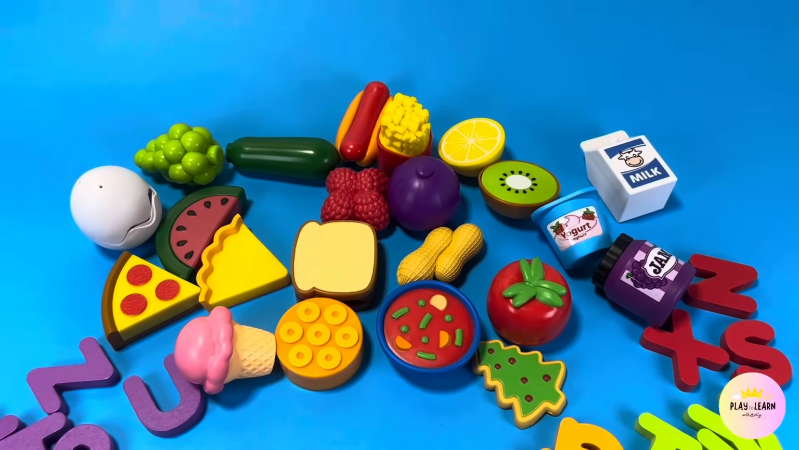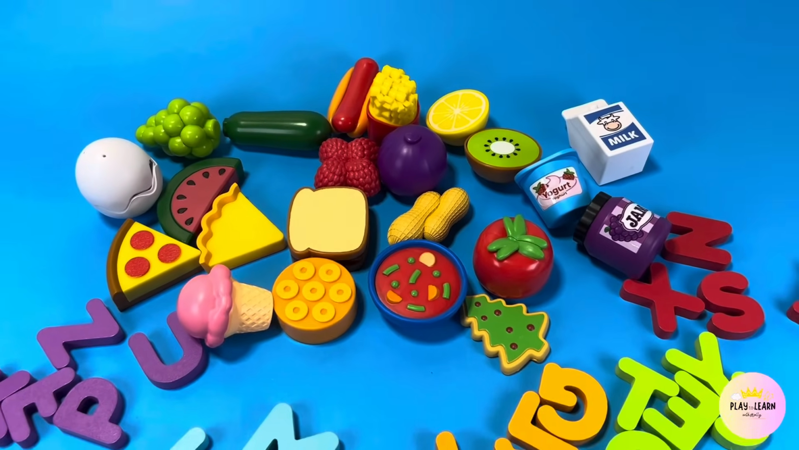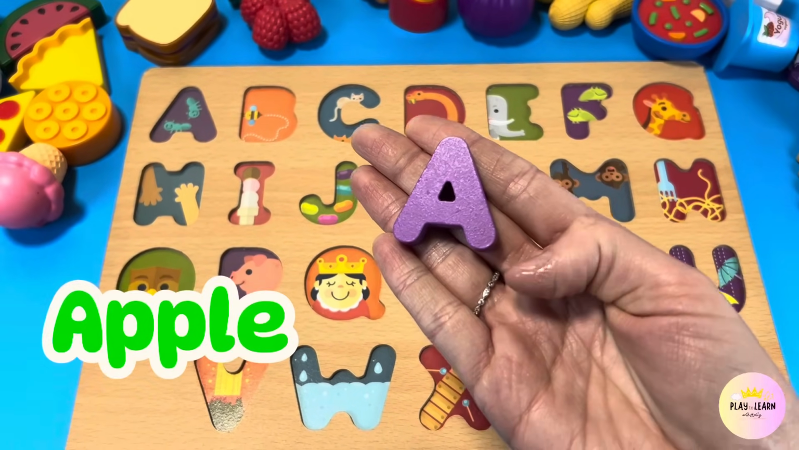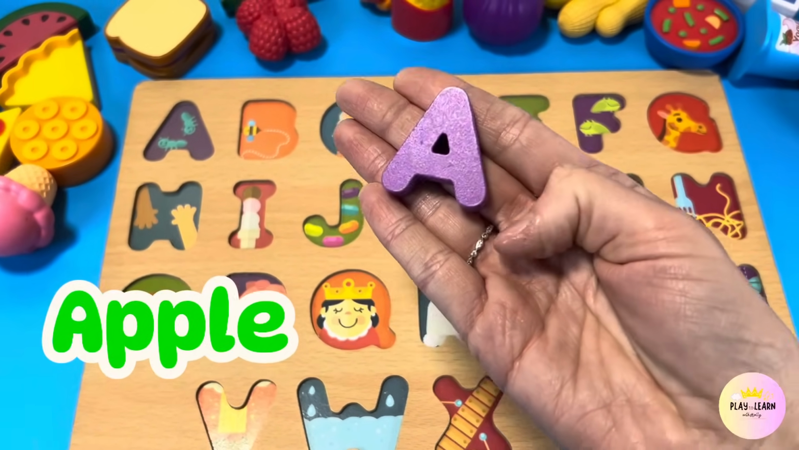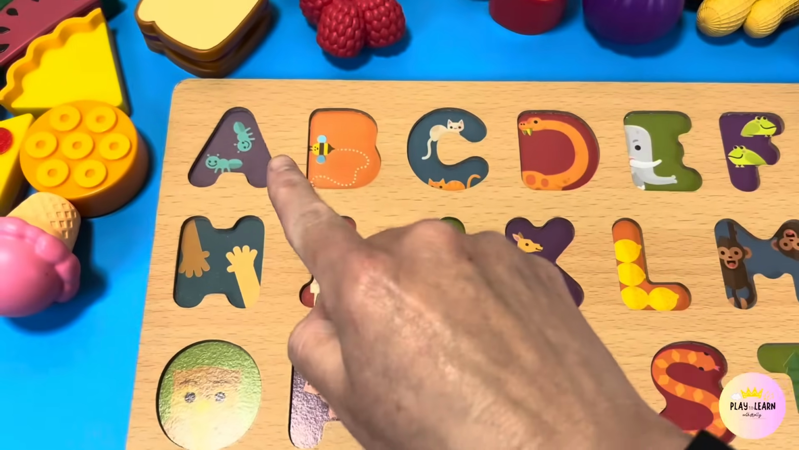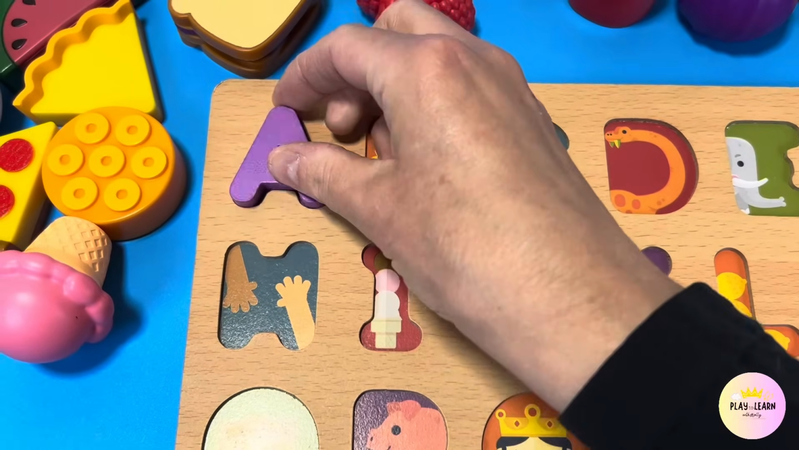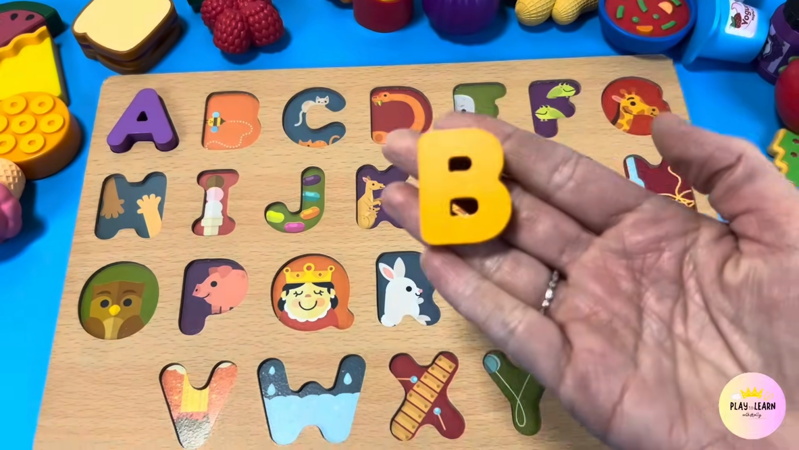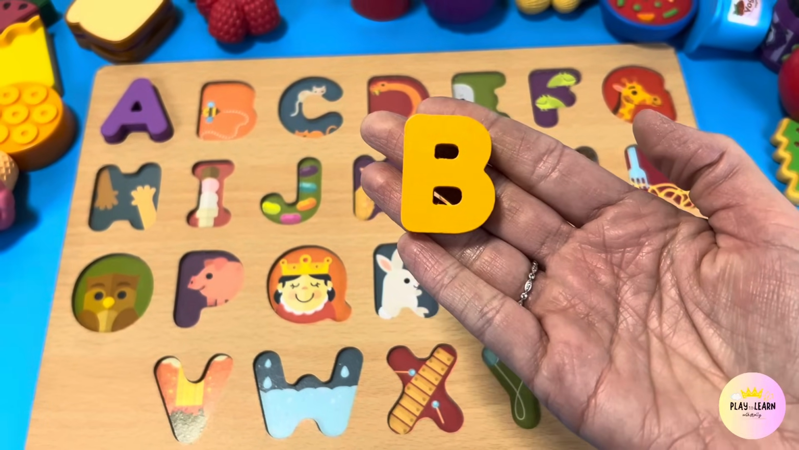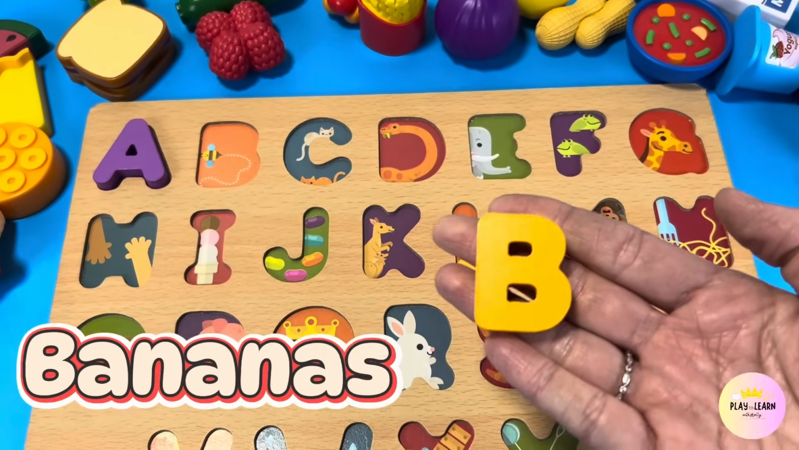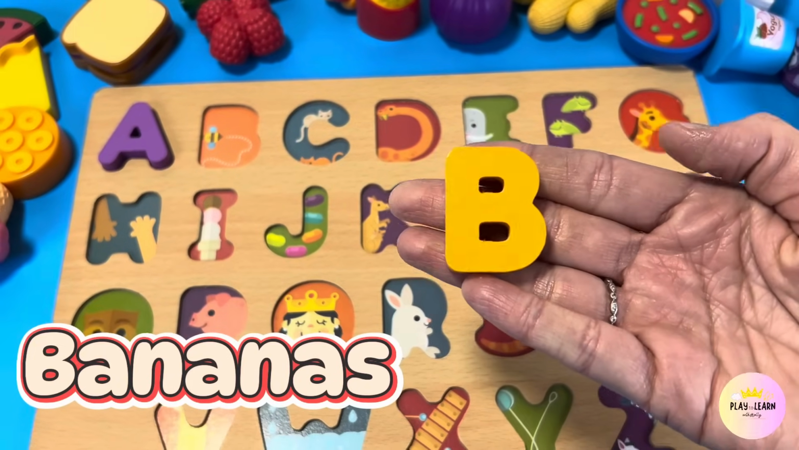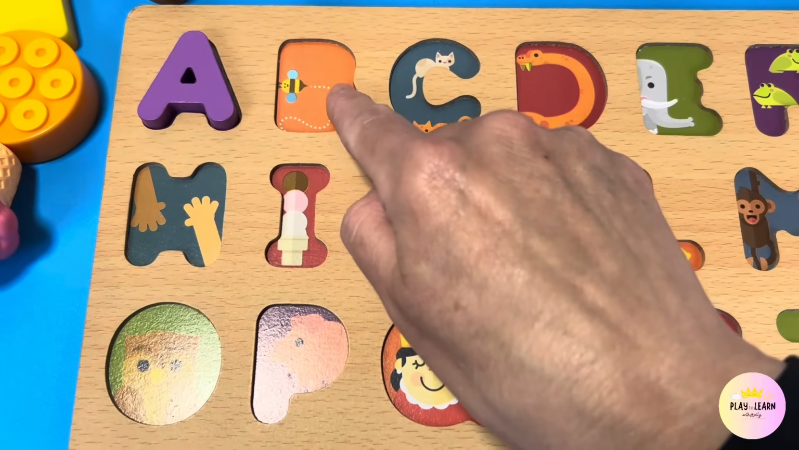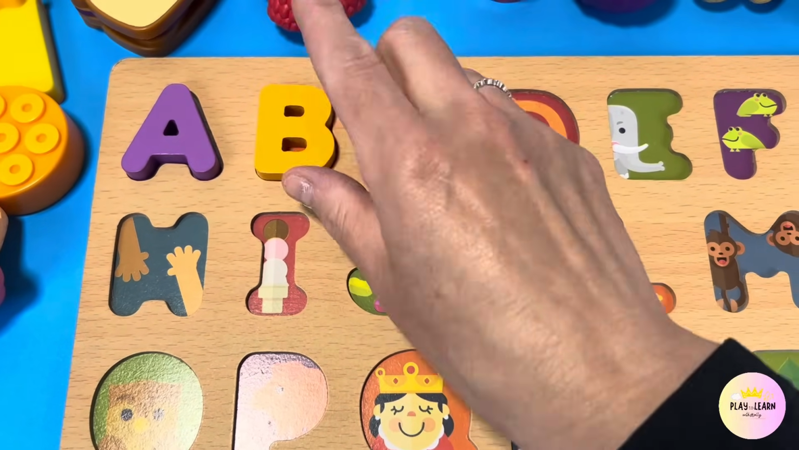Let's get our letters so far back to the puzzle. First, we found our letter A. A was for apple. A is also for ants. There's our letter A. Next was our letter B. B was for bananas. B is also for a buzzing bee. There's our B.